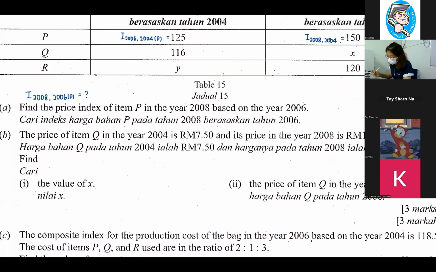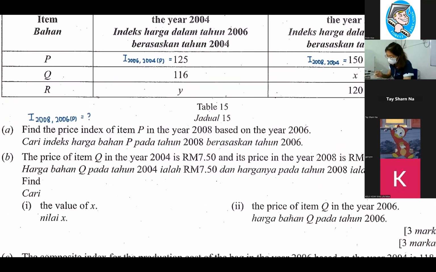Let's look at part B. The price of item Q in the year 2004 is 7 ringgit and 50 cents, and the price in 2008 is 10 ringgit and 50 cents. Item Q.